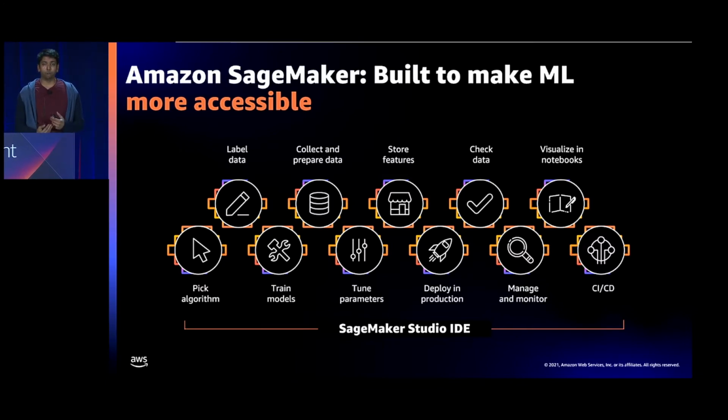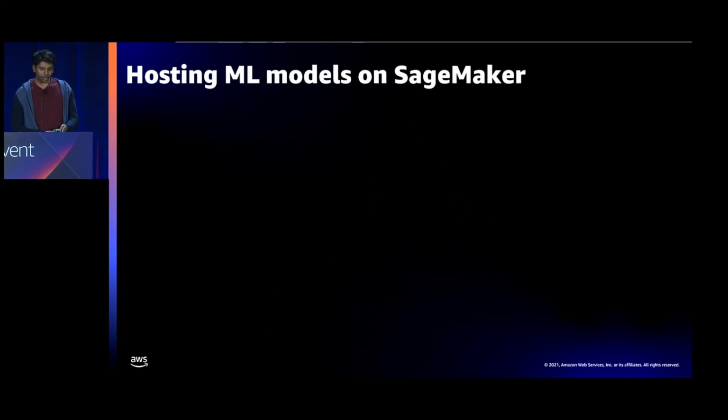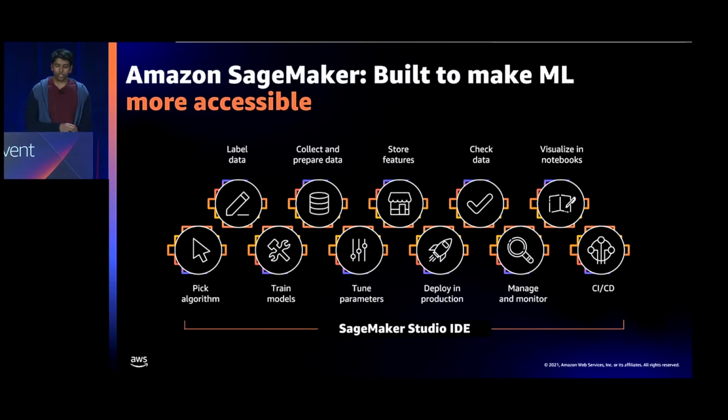Amazon SageMaker is the most complete end-to-end ML service. We built SageMaker from the ground up to help every developer and data scientist build, train, and deploy ML models faster and at a lower cost. To accomplish this, we provide the tools for every step of the ML development lifecycle in one integrated, fully managed service. And in fact, we launched 50 plus capabilities in the past year alone, all aimed at making this process easier for our customers.